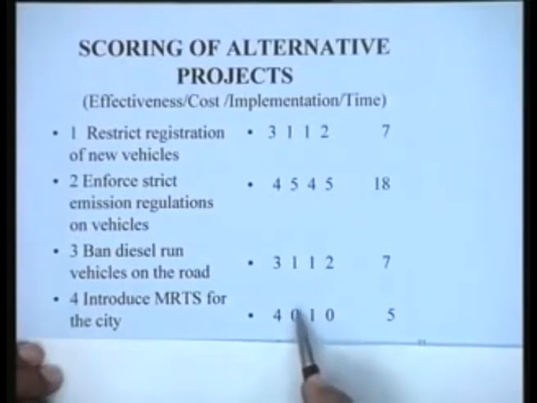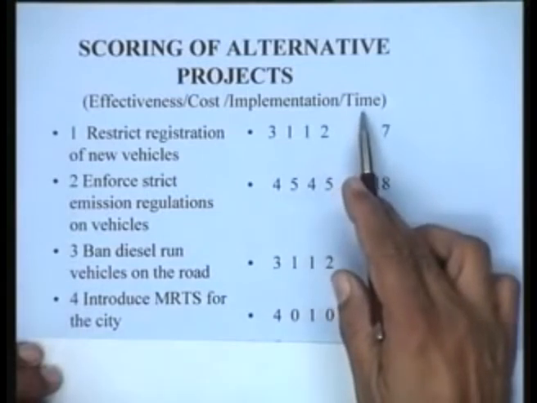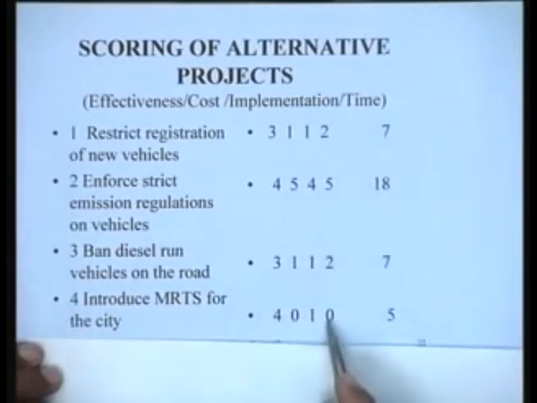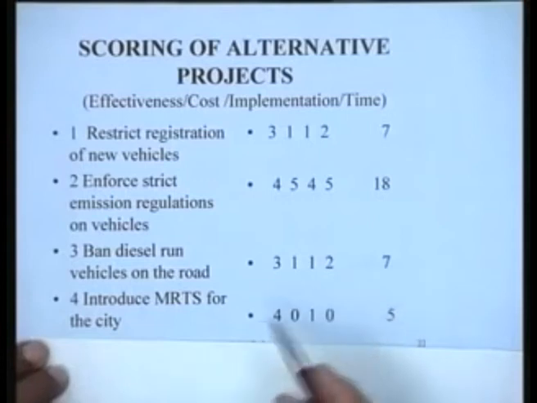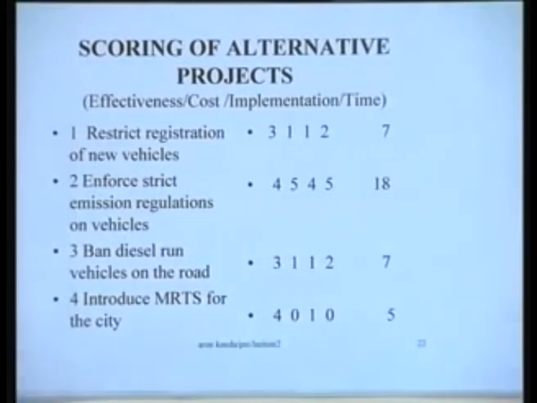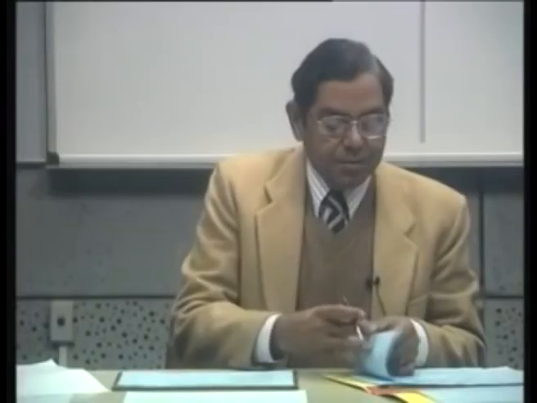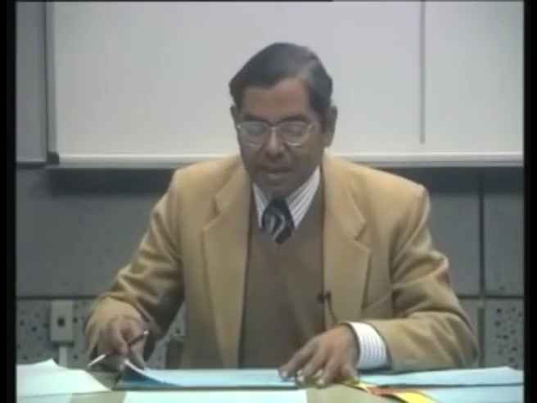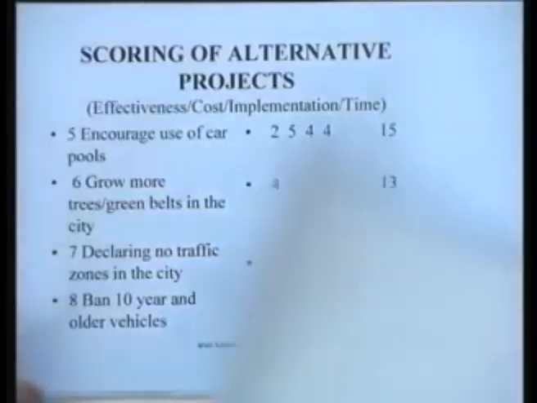So we have given it 0 here and 1 as far as implementation difficulties are concerned. And time is going to be very large, so we give 0 here. Or you could give 1, I mean whatever you feel is appropriate. The idea is that this project then, by virtue of this, although it could be very effective, could get 5 marks from that point of view. And finally, we do a similar exercise for all the 8 projects.